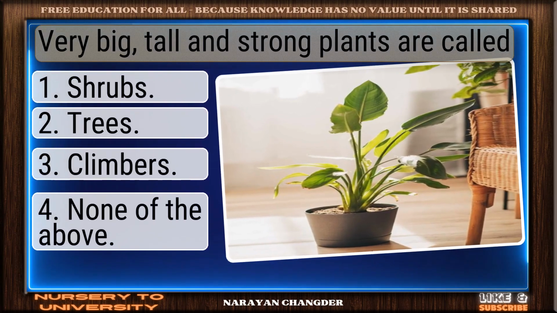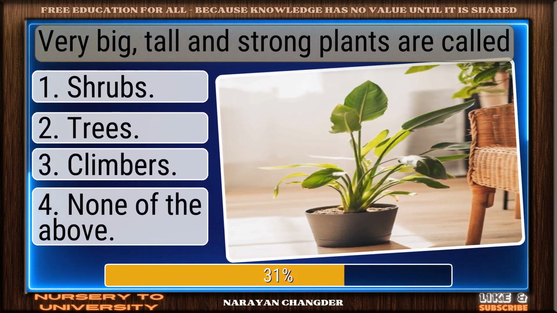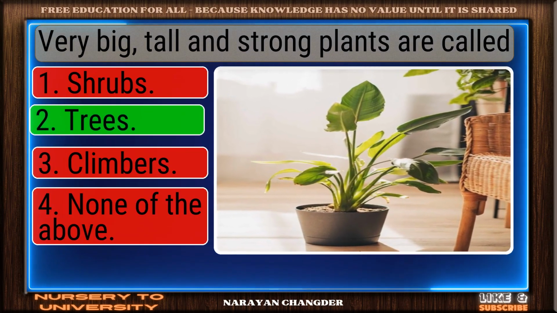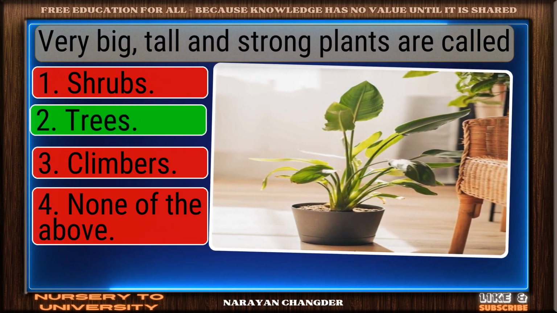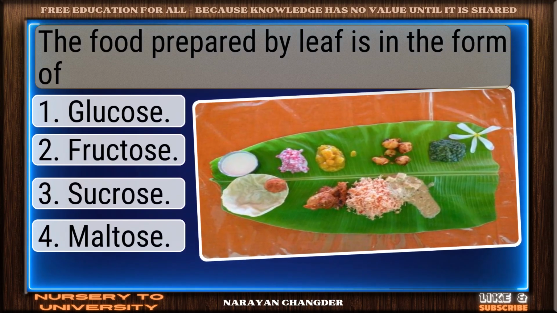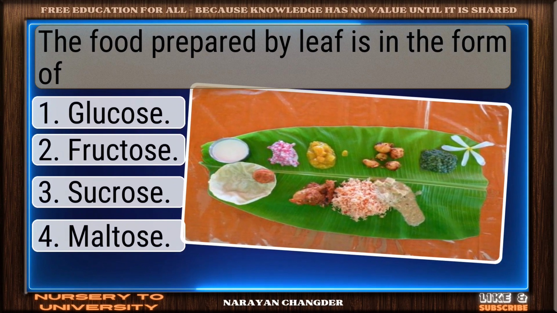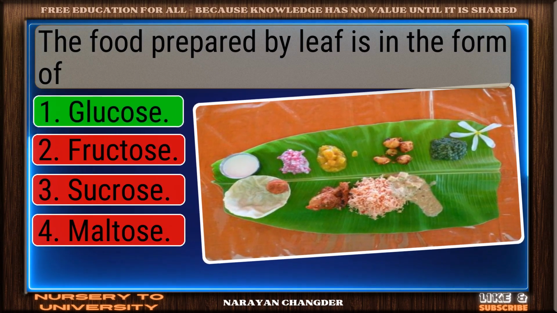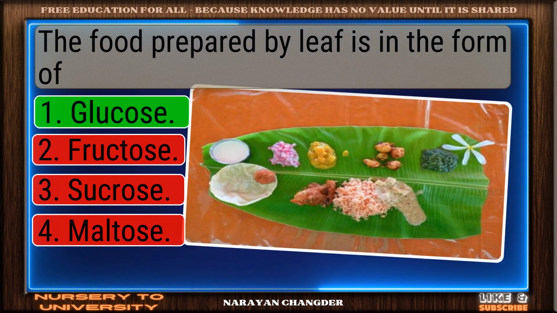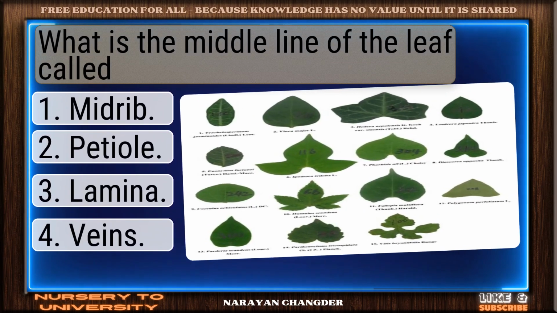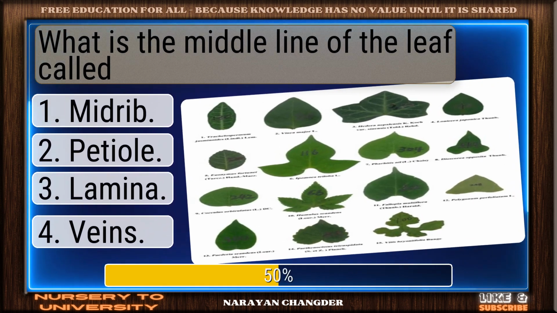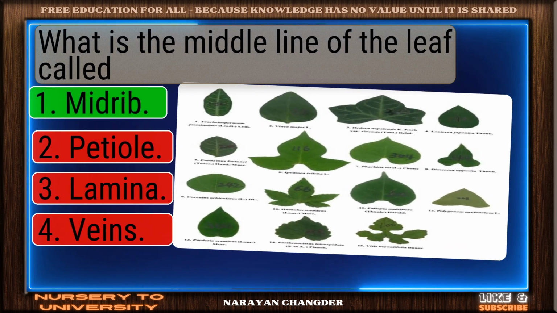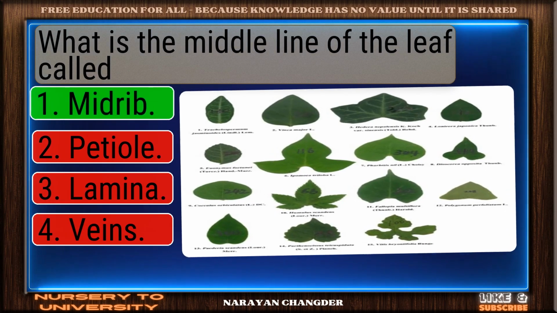Very big, tall, and strong plants are called. Correct response. Trees is the most accurate answer. The food prepared by leaf is in the form of. Perfect. Glucose is the correct choice. What is the middle line of the leaf called? Good job. Your answer, midrib, works well here.